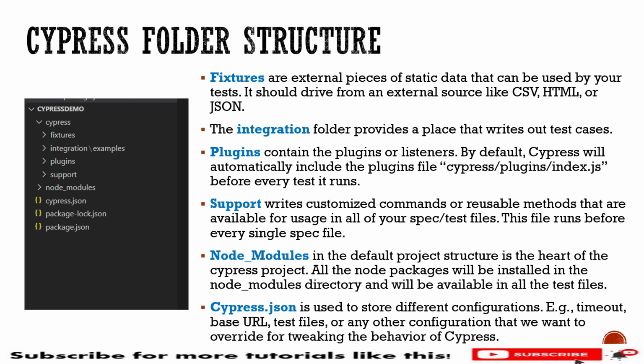And then we have cypress.json. It is used to store different configuration, for example timeout, base URL, test files and some proxy details. We can store all this information in the cypress.json file.